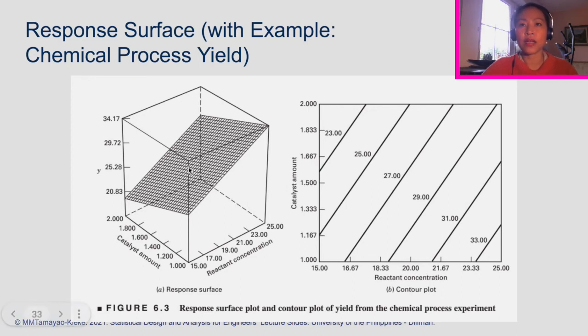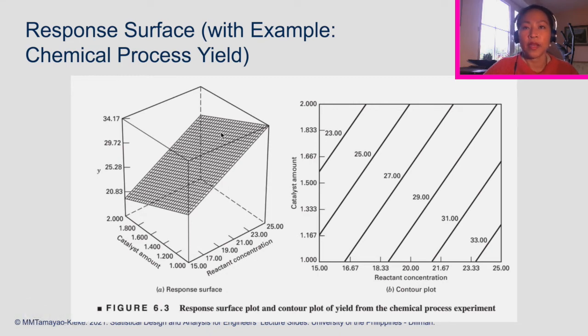Now, since the model is a first order model, the response surface, as you can see, is a plane. With the direction of the plane, the yield increases as the reactant concentration increases and catalyst amount decreases. So as we decrease the catalyst amount, the amount of process yield increases. As we increase the reactant concentration, the amount of process yield increases.